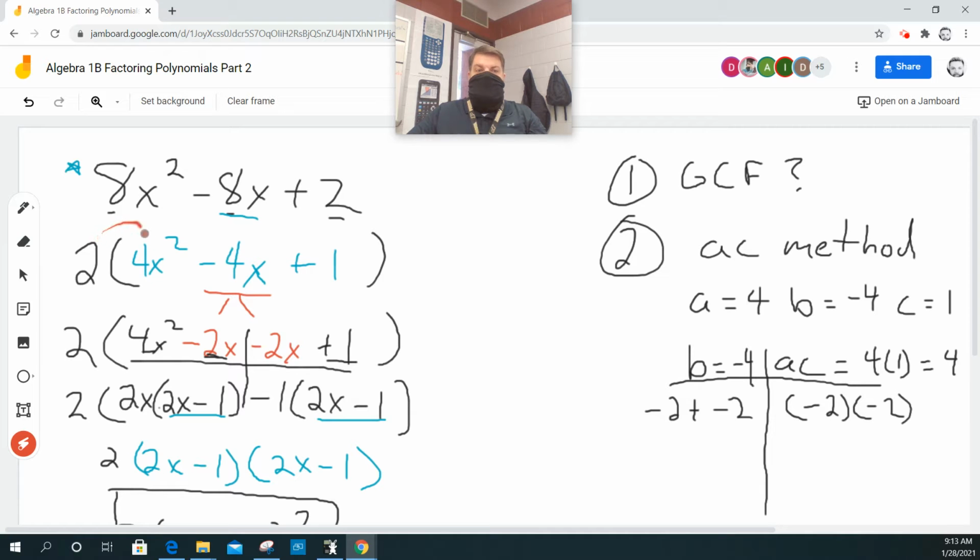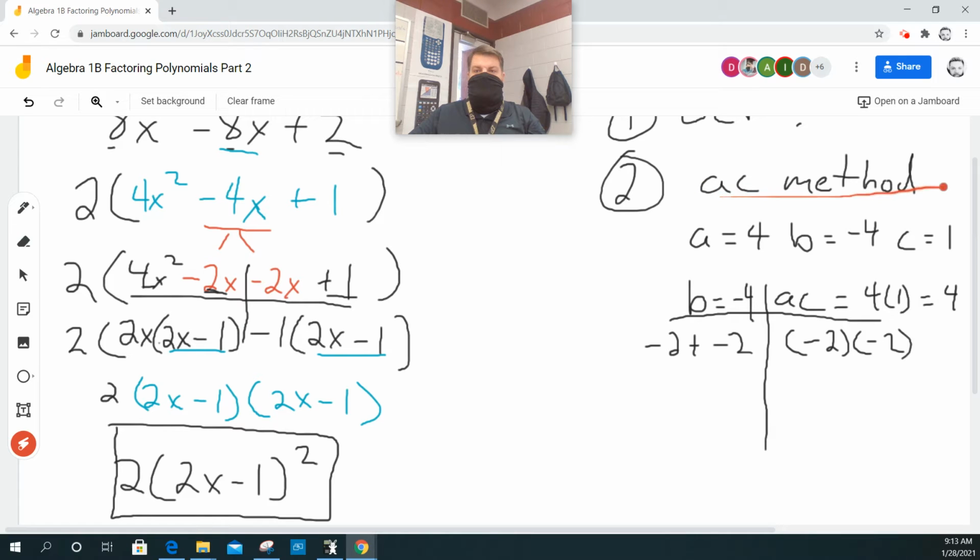I double check and say, what's 2 times 4x squared? 8x squared. What's 2 times negative 4x? Negative 8x. What's 2 times positive 1? Positive 2. Next step, employ the AC method.